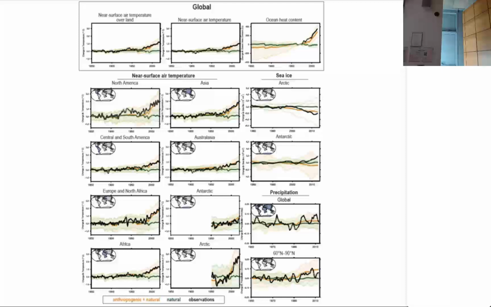And then I don't recall why. Oh wait, this is the temperature, and then we have sea ice here in the Arctic and the Antarctic. This is temperature in the Arctic and Antarctic, and this is rainfall. That's going on.